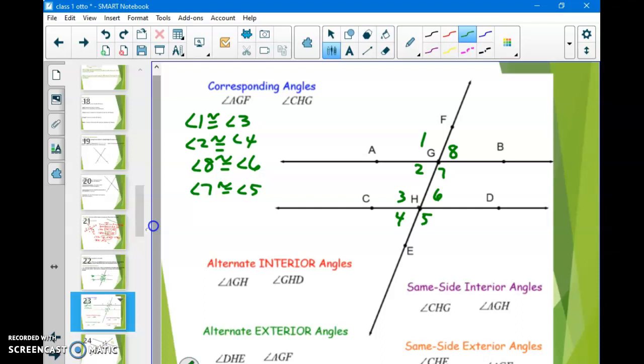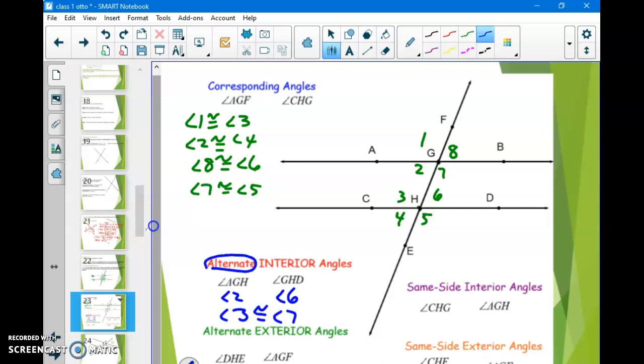Alternate interior angles, I'll use a different color for that one. They give us one example, that AGH, which I called angle 2, and GHD, which they called angle 6, and there's one more pair of those. I'm going to write it down as angle 3 is congruent to angle 7 by alternate interior.